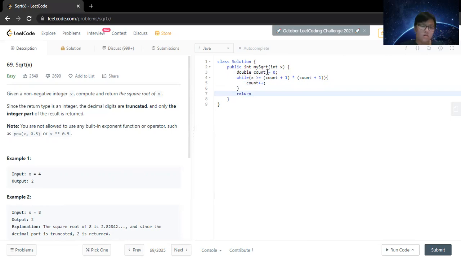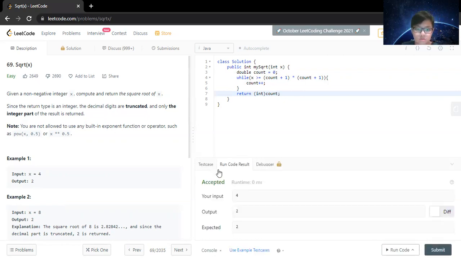So how are we supposed to truncate this? When you convert a double into an integer, no matter what the number is, you're always going to round it down. So if you have 2.8, you're going to round it to 2. That's handy. So we're going to do int, turning it into an integer. We're just going to do integer of count. This is going to round all the decimals down, in other terms, truncate. So if we submit this, this should be correct.